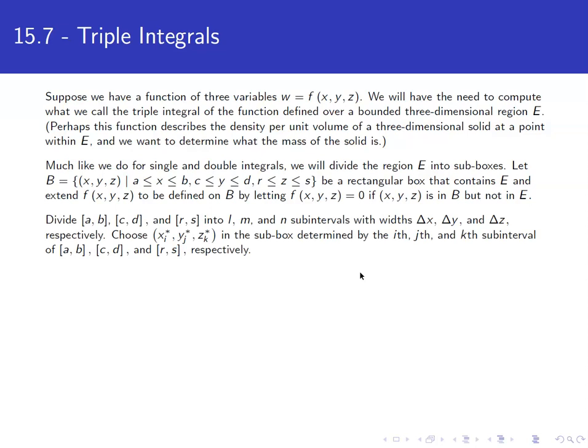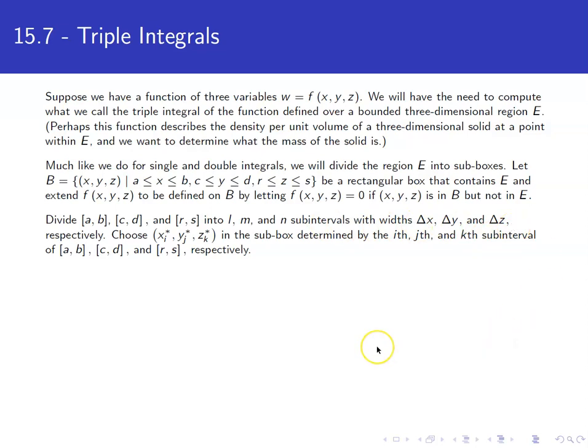Like I mentioned before, we're going to take the interval from A to B and cut it up into L subintervals. We'll cut the interval C to D up into M subintervals, and the interval from R to S into N subintervals. And we'll denote the widths of each of these as delta X, delta Y, and delta Z.